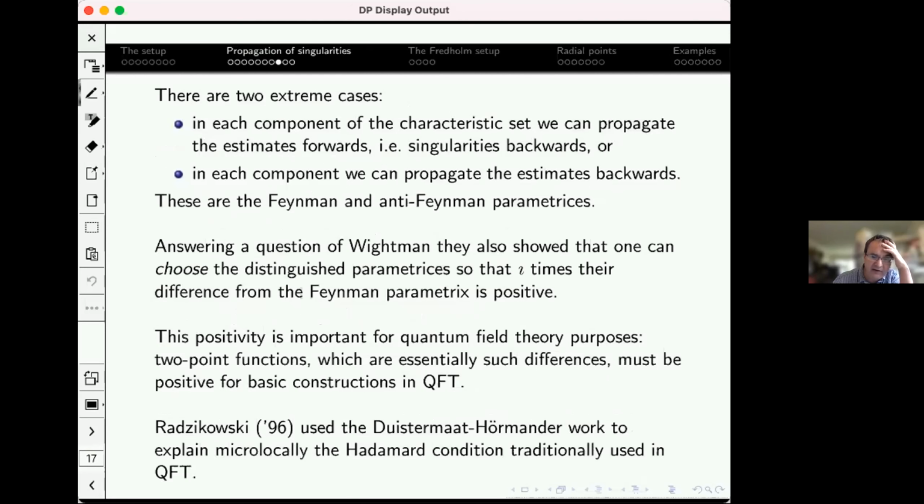There are 2 extreme cases. In fact, there are 2 natural cases if one is just an outsider and doesn't think about PDEs. The two really distinguished cases are when in each component of the characteristic set, you propagate the estimate forward along the flow, which, if you think about it, since the wavefront set propagates, singularities propagate backwards, or you propagate the estimate backwards in each component. So the estimate forward is the Feynman, and the estimate backward is the anti-Feynman parametrix. And in fact, answering a question of Wightman, they also showed that one can choose these distinguished parametrices, again approximate inverses, so that their difference from the Feynman parametrix is positive. Which is sort of important for the QFT purposes that I already mentioned. And then Radzikowski used this to explain in the microlocal language the more traditional Hadamard condition in QFT.